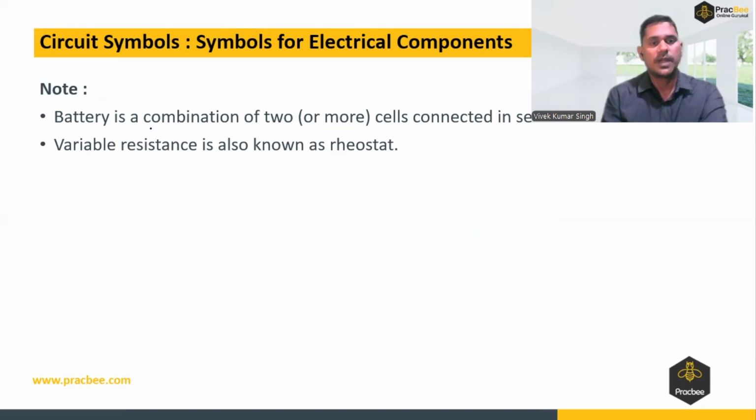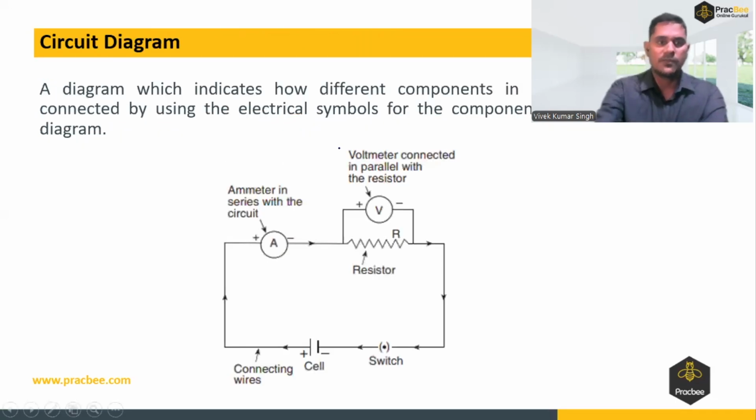Now, the battery is a combination of two or more cells connected in series, and a variable resistance is also known as rheostat. Moving forward, circuit diagram. A diagram which indicates how different components of a circuit have been connected by using the electrical symbol for the component is called a circuit diagram.